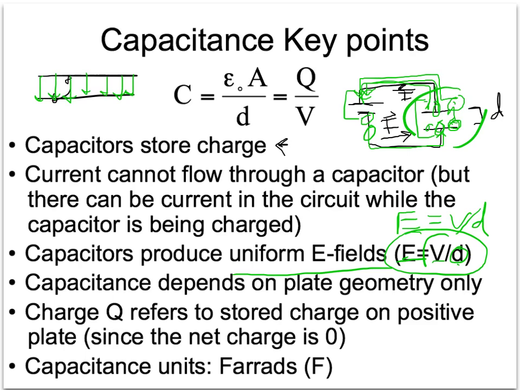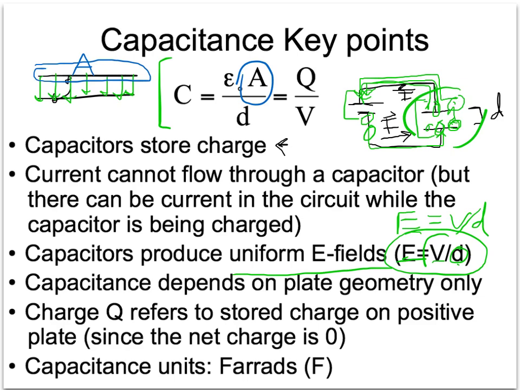Finally, capacitance depends only on the plate geometry. So the things that determine capacitance, if you look at the equation up here, are the area of the two plates, and the technical definition is what's called overlapping area. So it's just the area of each plate, not the total area. If we know the area of this plate, that would be the same as the area of the bottom plate, and we'd stick it into the equation.